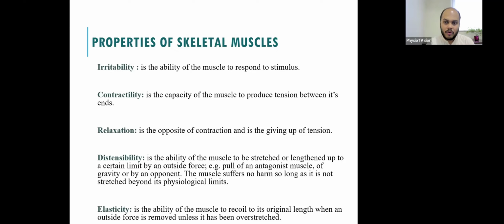To give a quick overview again, the first one was irritability that you can see on the screen. Contractility was the next, relaxation, distensibility, and elasticity.